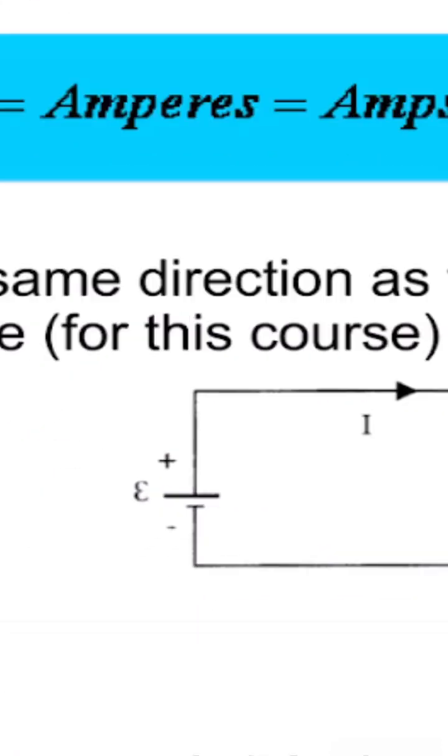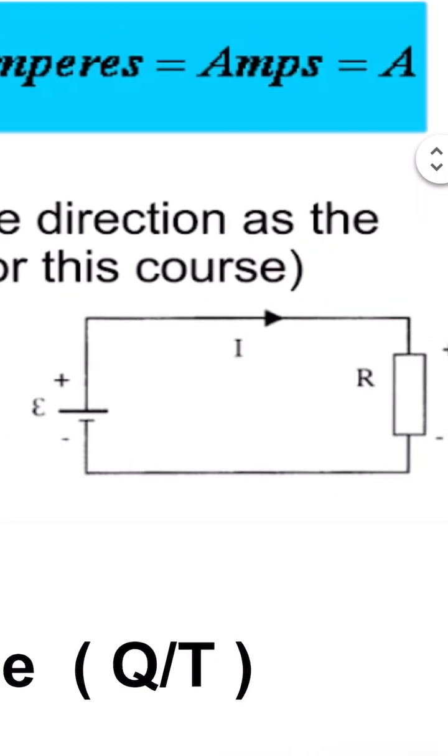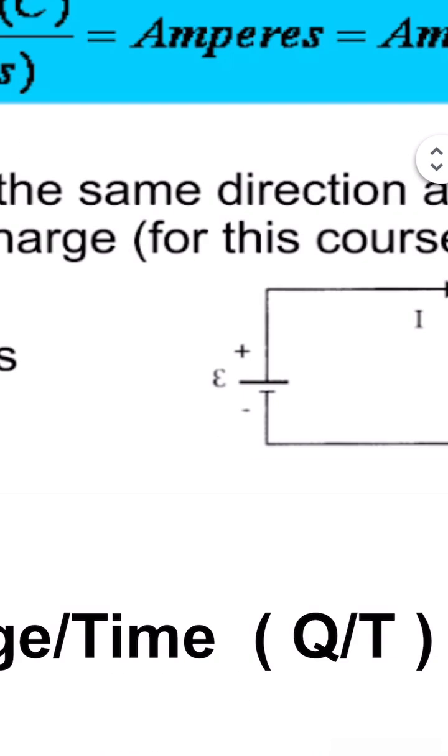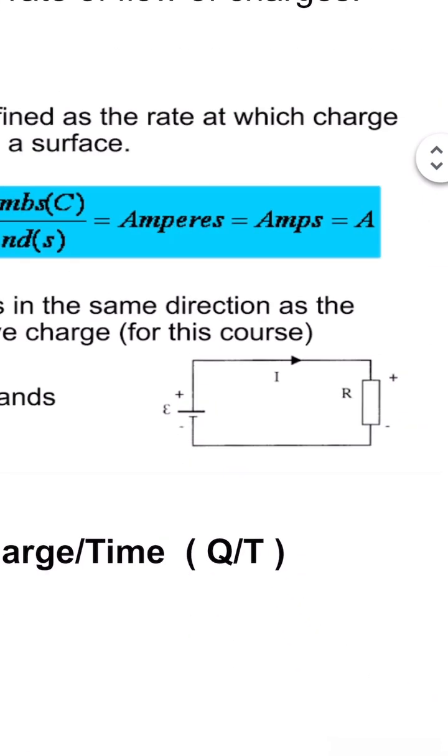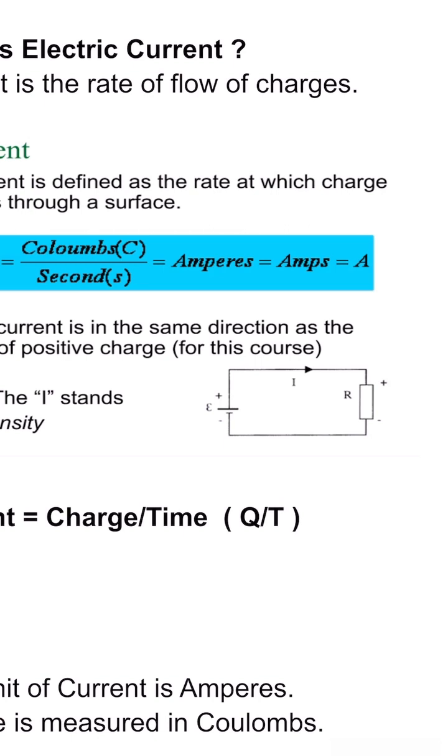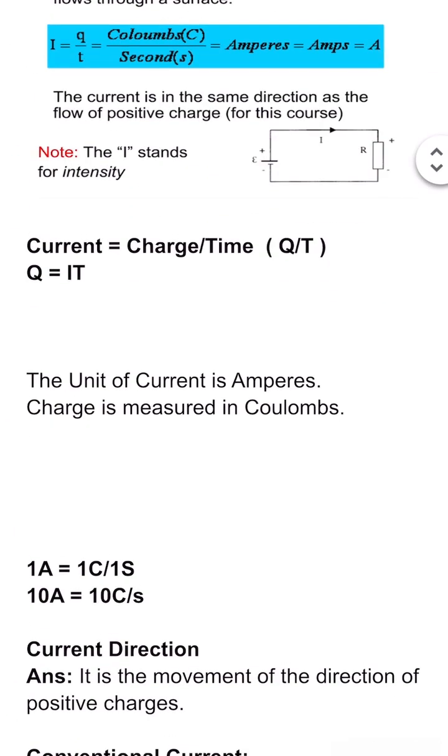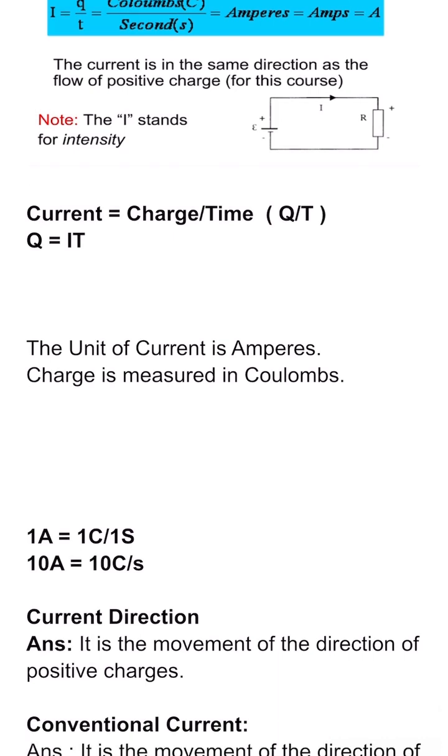As you can see, in the circuit there is a cell. আমরা এই ছোট পার্টটাকে cell বলি, and the direction that the current is flowing through, this is the direction of the current, which is the positive charge. And remember that the I stands for current. Current is also written as the formula charge by time, or I is equal to Q by T. And you can also write charge is equal to IT.